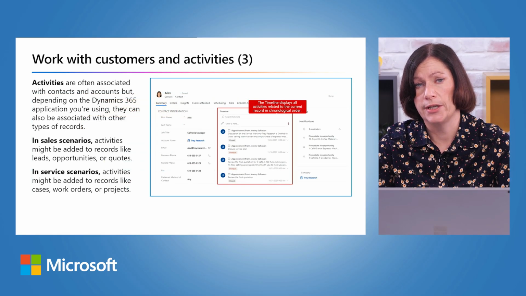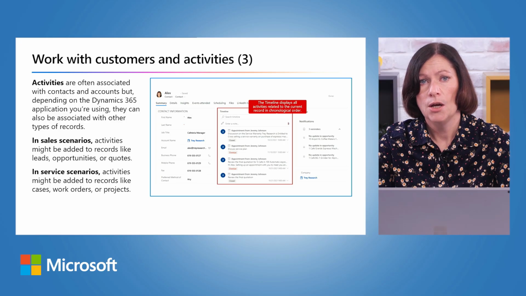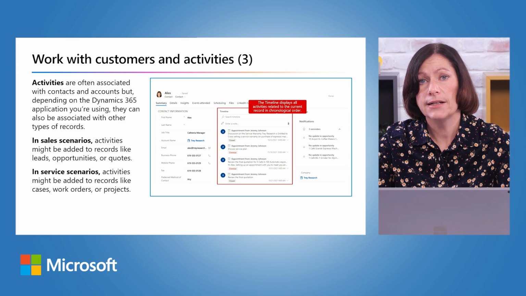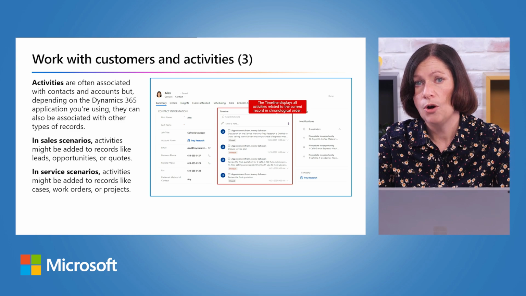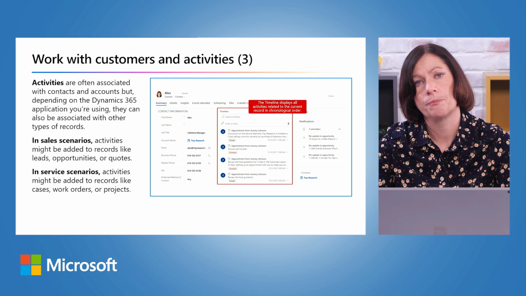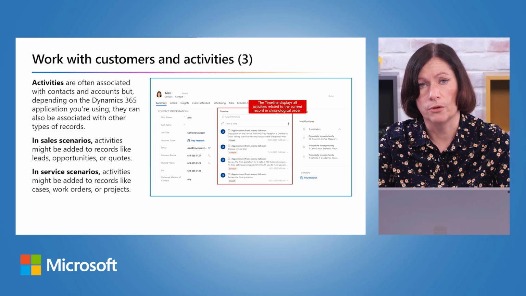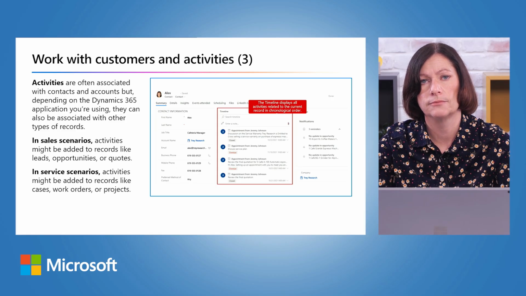Activities are usually associated with contacts and accounts, but they can also be associated with other record types. In sales scenarios, activities might be sales leads, opportunities, or quotes. In service scenarios, they might be cases, work orders, or projects. As your organization's relationship with the customer builds over time, you and other people on your team can look through the record timeline to see the history of interactions.